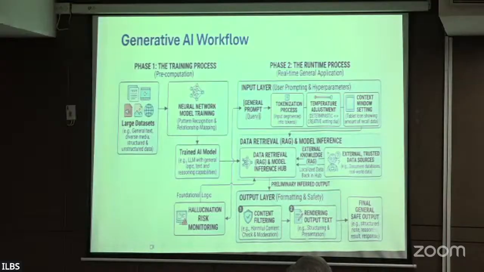And then the output layer will give the best structured output. It is also checked with content filtering. It should not give any harmful content, and it decides how the output rendering has to be done. This output rendering can also be given in our prompt, how we want to have our output. So we'll see how to give a good prompt.